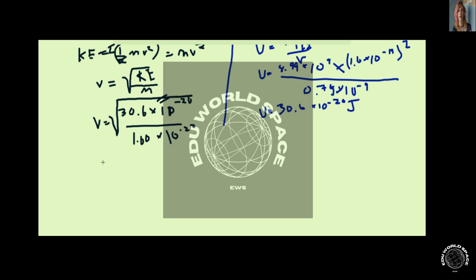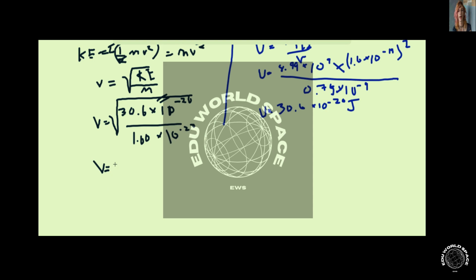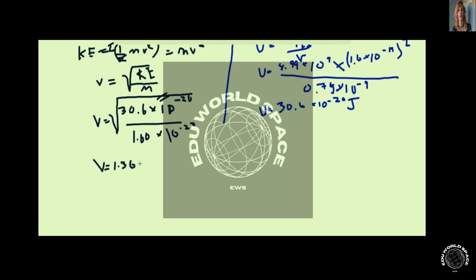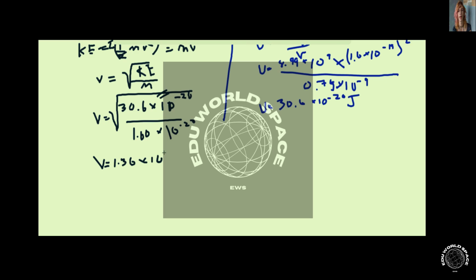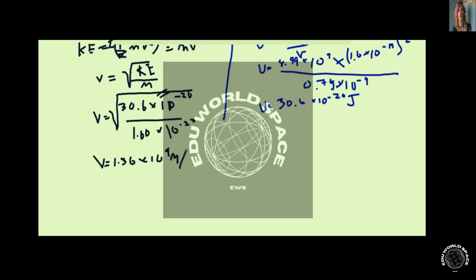Now if you plug this into our calculator, we get that the maximum velocity is 1.36 times 10 to the fourth meters per second. This velocity is reached at a long distance of separation. So that's the answer to the second part.